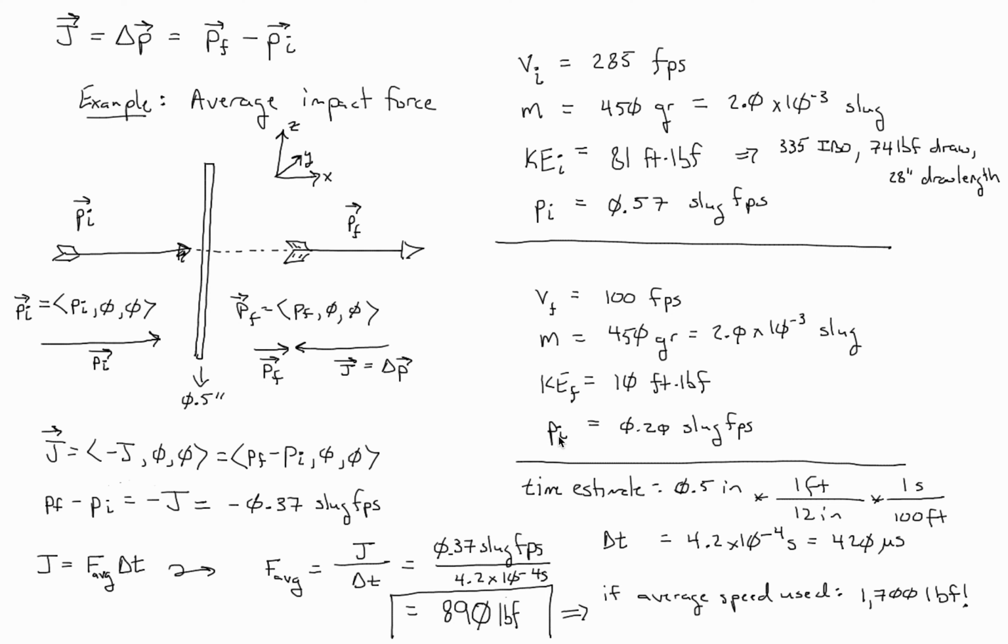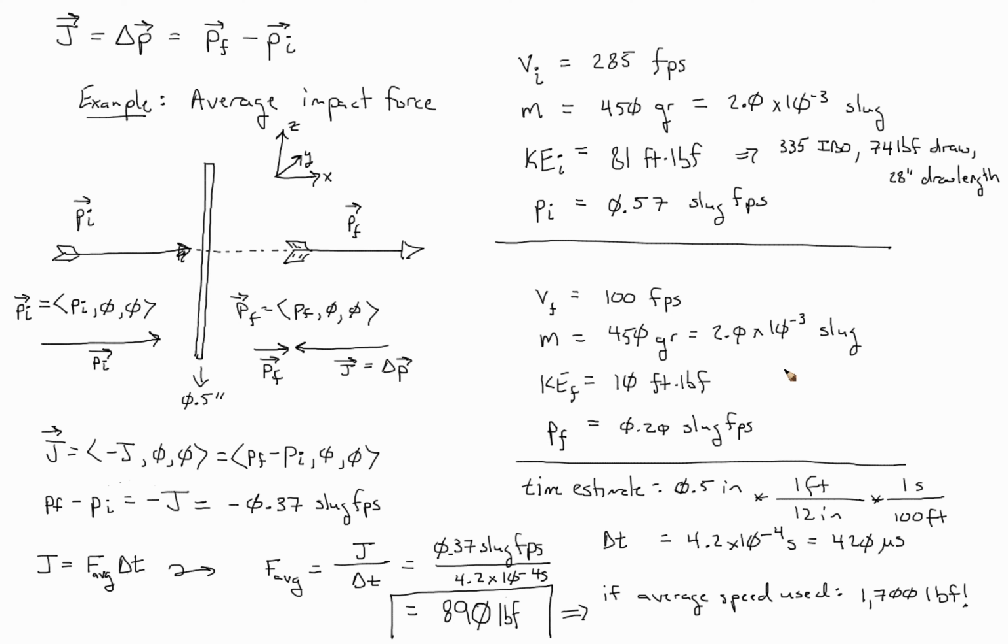And then, excuse me, I put PI here. This really should be PF. So let's see if I can erase that. The final momentum, what is the final momentum going to be here? It is 0.2. So that's the momentum for 100 feet per second and 2.0 times 10 to the minus 3 slugs of mass.